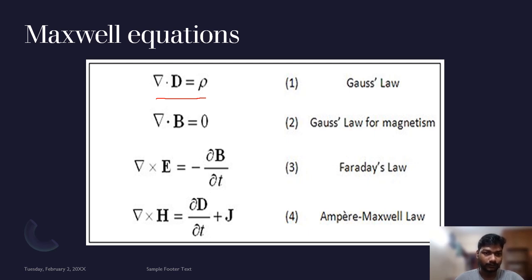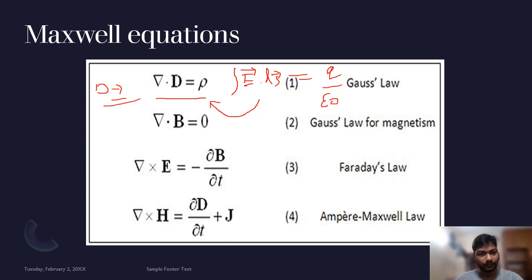There is also an integral form. Everyone knows Gauss's law in its integral form: the integral of E dot dS equals q upon epsilon naught. And this is the differential form of Gauss's law, del dot D equal to rho, where D is the electric displacement vector. Here q is the charge, and rho is the volume charge density.